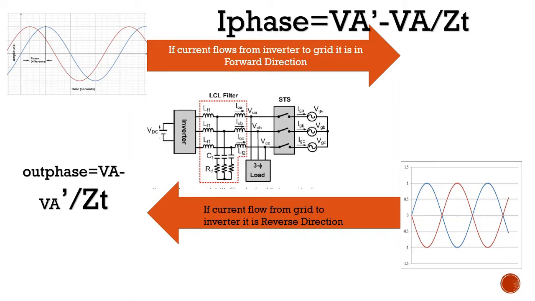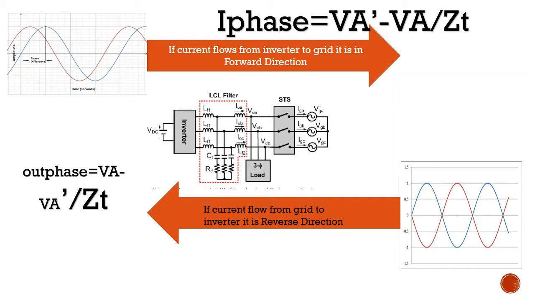And there is a load. The load is used to measure the voltages and currents around the circuit. And there is also a grid voltage. The grid voltage can be connected with the circuit by turning on the STS switches. If the STS switches are turned on, it will be connected with the inverter circuit. If it is turned off, it will not be connected with the inverter circuit.